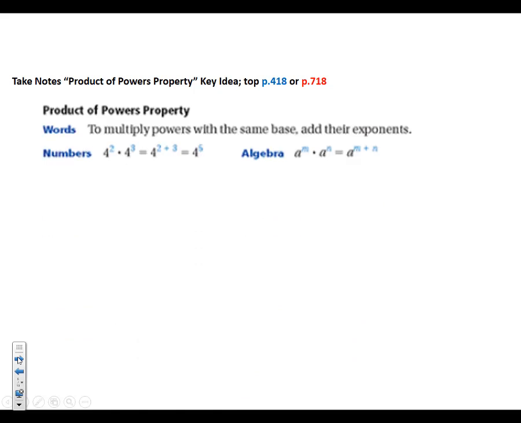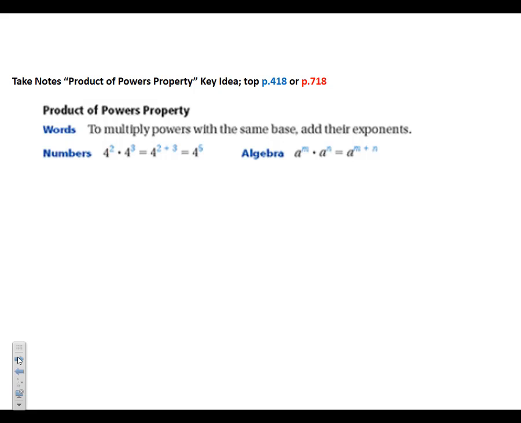All righty, thanks for coming back. The product of powers property says, hey, if I multiply powers with the same base, we add the exponents. So now we understand what bases are, we understand what exponents are, and we understand that both of those together do provide us the power. So numerically, what they're saying here is 4 squared times 4 cubed is actually 4 to the exponent 2 plus 3, which would be 4 to the 5th.